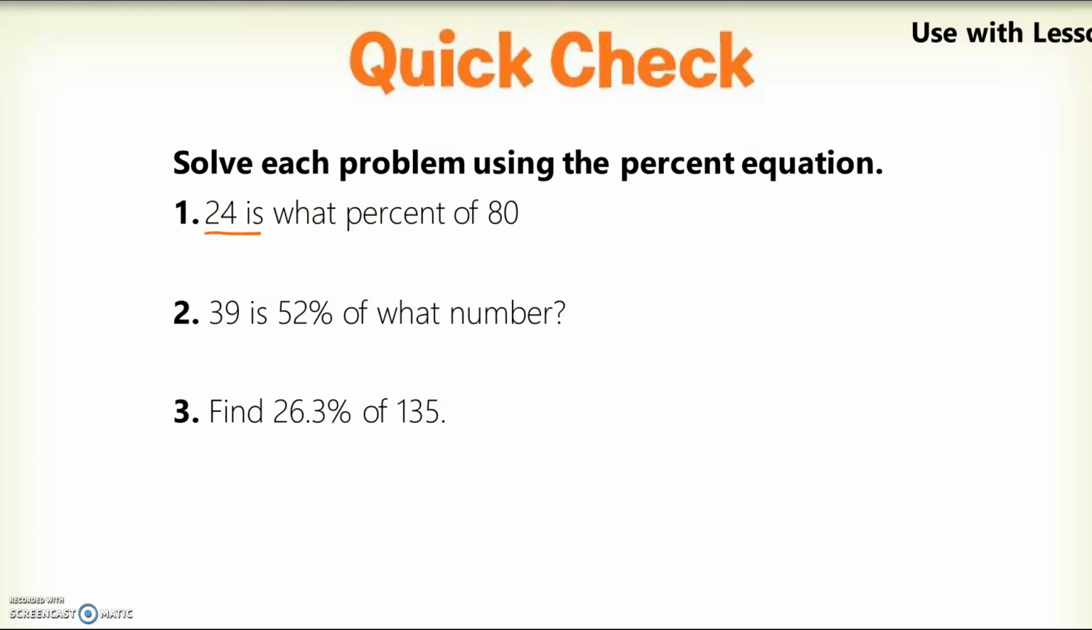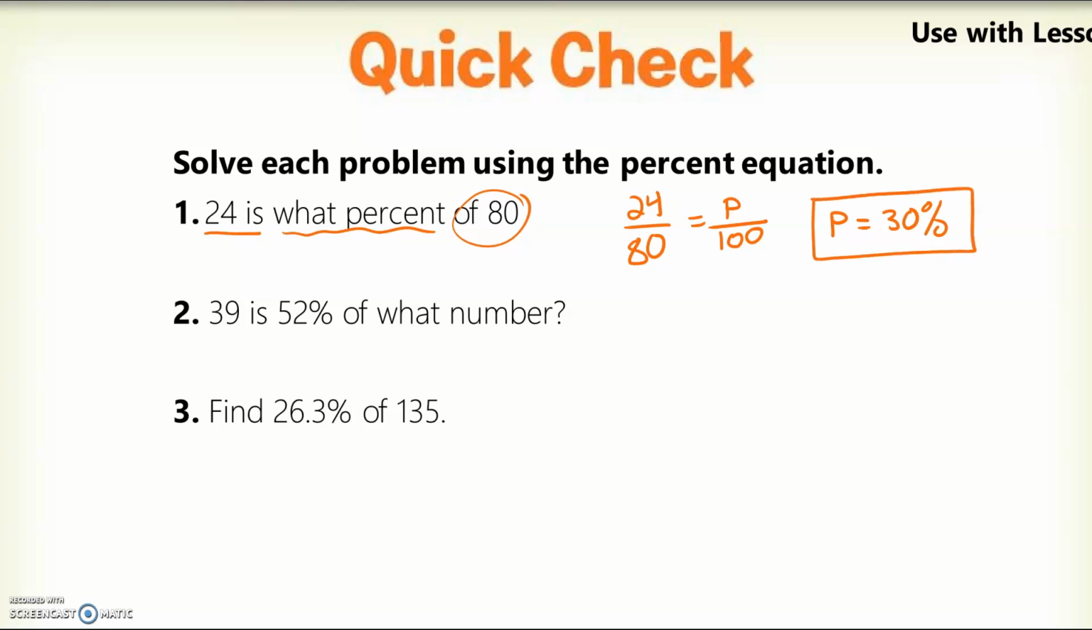So 24 is what percent of 80? That means we would write 24 over 80 equals percent over 100, and we would calculate that out. So we want to know what percent would be 24 over 80. 24 divided by 80 times 100 means P is equal to 30%.